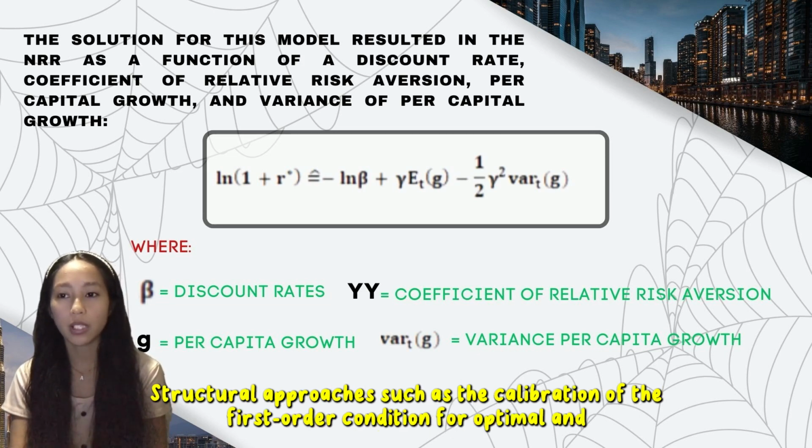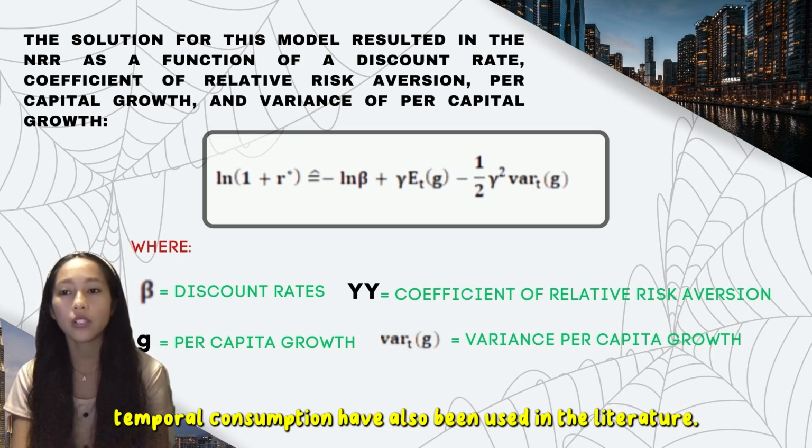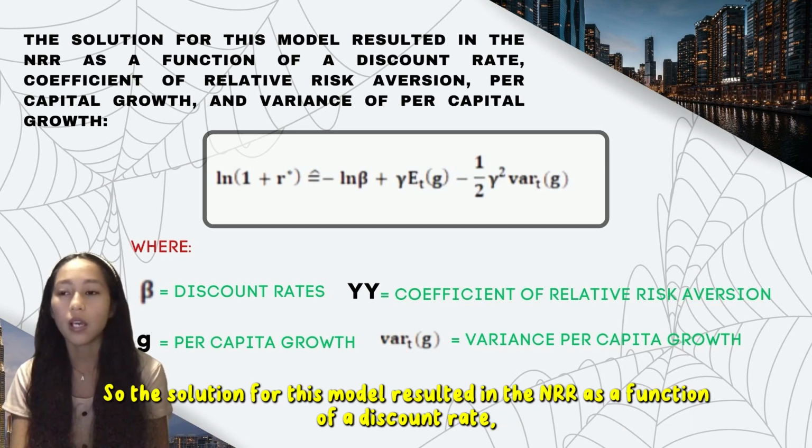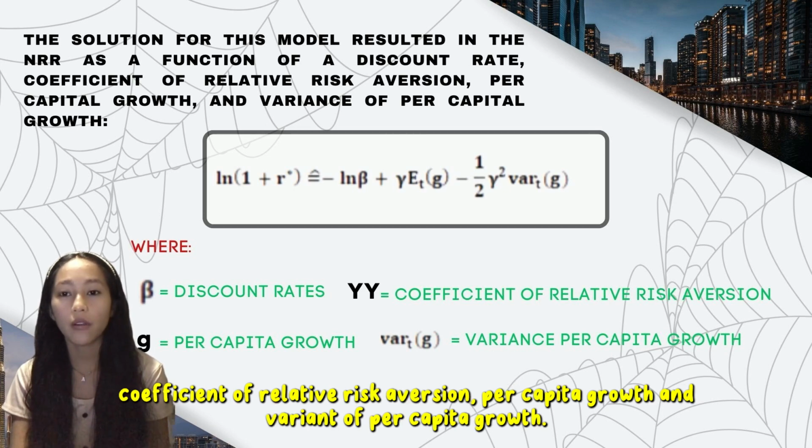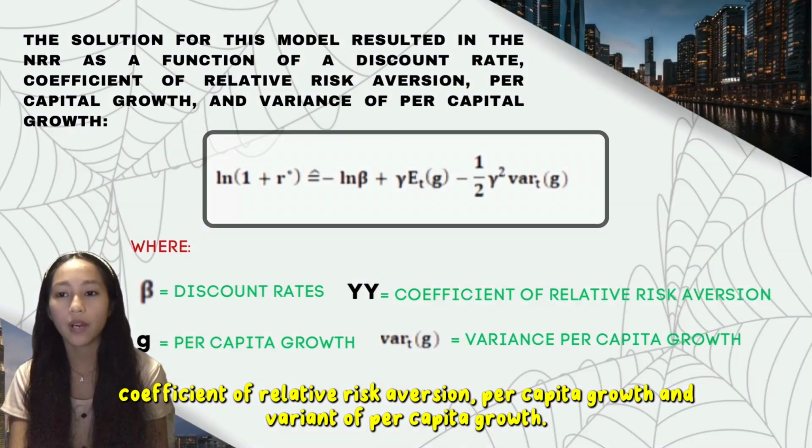Structural approaches such as the calibration of the first-order condition for optimal intertemporal consumption have also been used in the literature. The solution for this model resulted in the NRR as a function of a discount rate, coefficient of relative risk aversion, per capita growth, and variance of per capita growth.